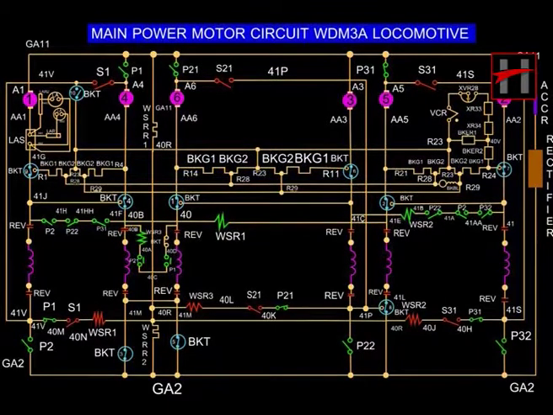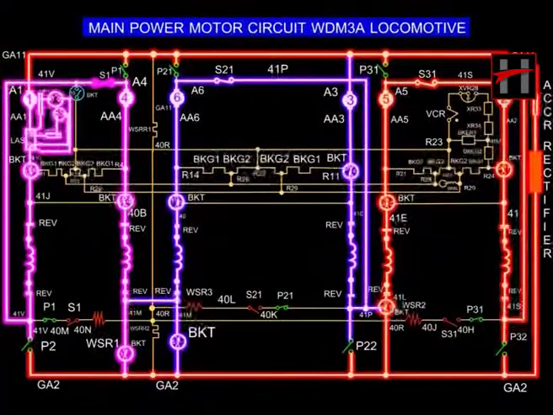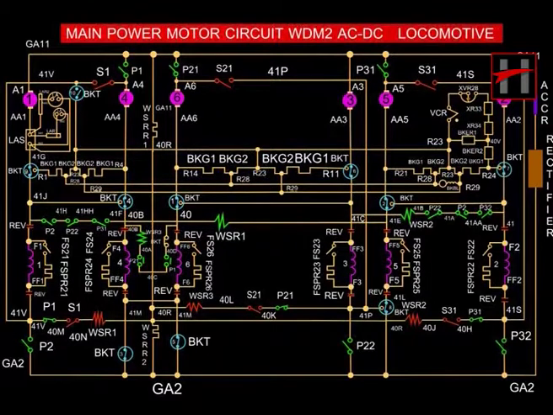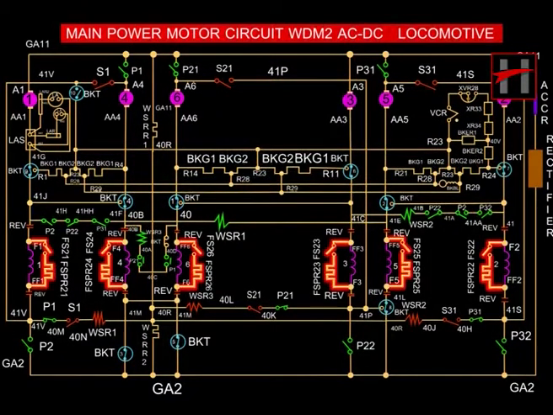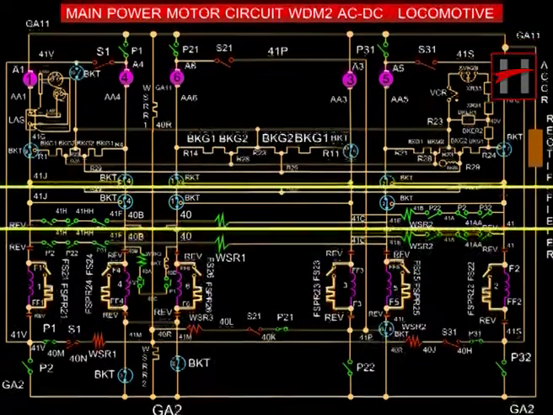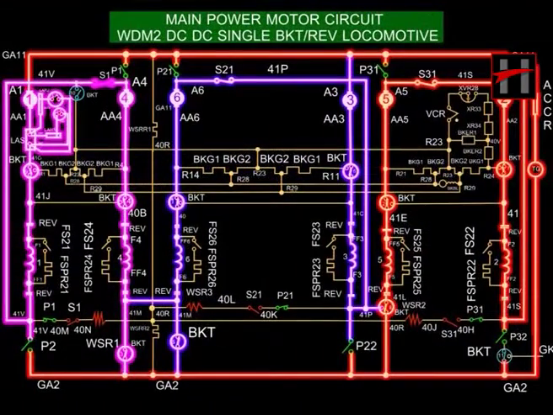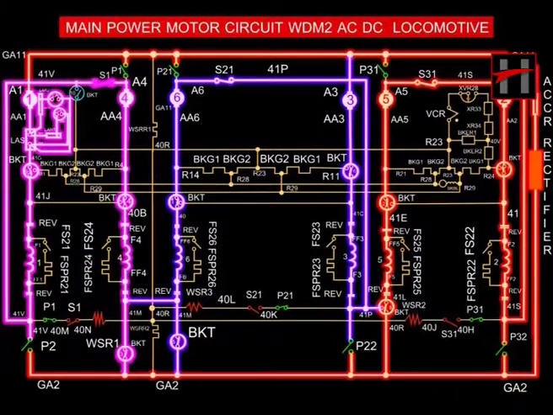This is the main power motor circuit for the WDM3A locomotives. All the WDM3A locomotives are AC-DC and do not have field shunting. Hence, the difference between the main power motor circuit for WDM2 AC-DC locomotive and WDM3A locomotive is that there are no field shunt resistance and FS contactors in WDM3A locomotives. The logic of the flow of current in all the 3 circuits is the same.